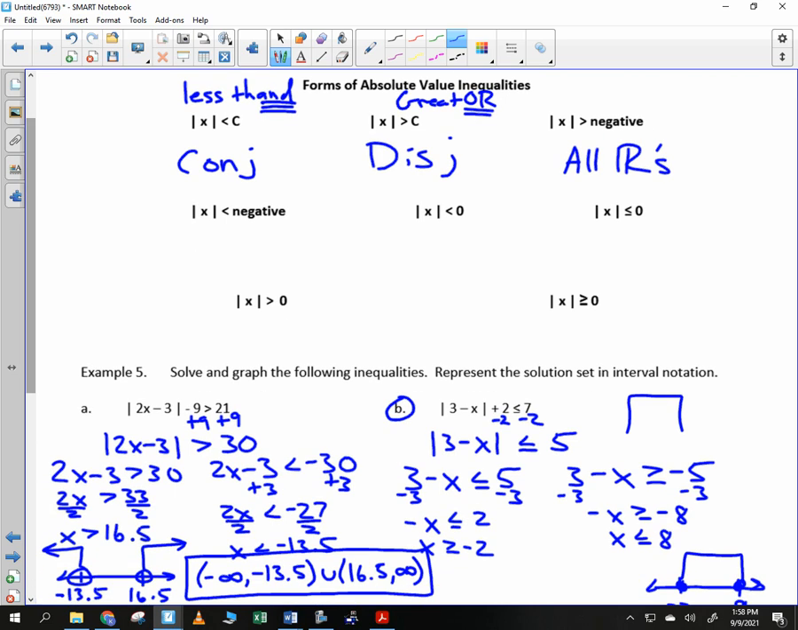Could an absolute value be less than a negative? Never, right? That would mean that the absolute value is negative, which is impossible. So we would say no solution. You don't like the no solution because you think, I think I made a mistake. Could an absolute value be less than 0? What kind of numbers are less than 0? So could it ever be less than 0?